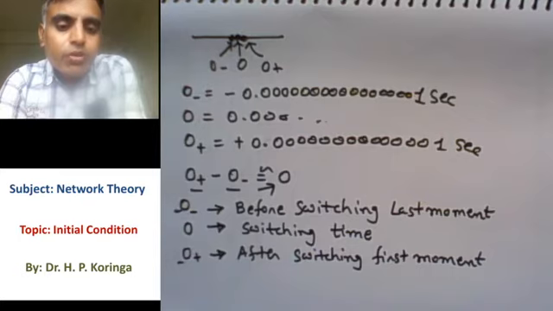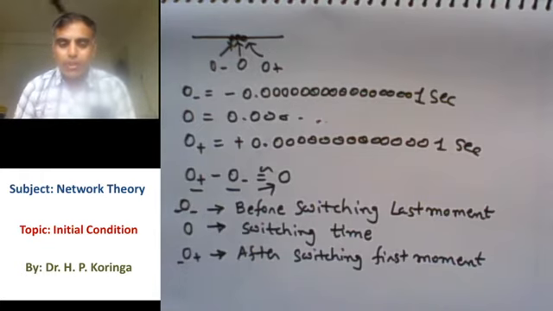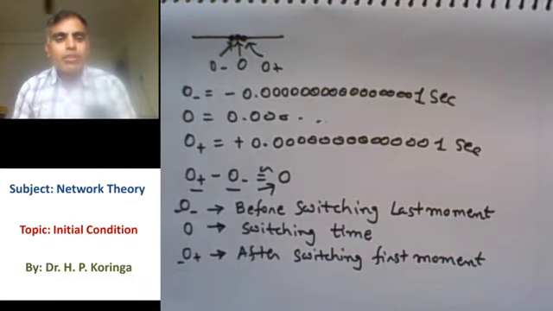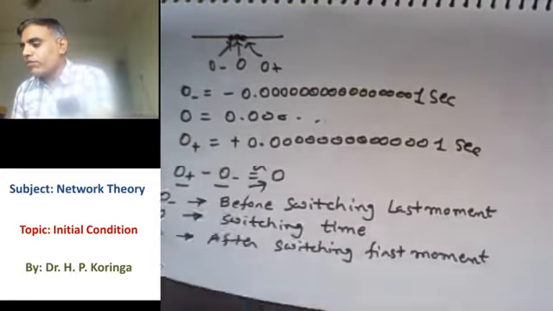So before switching it indicates the minus time and after switching it indicates the plus time. I have taken one example by putting values so you can understand there is no time difference. The time varies only in nanoseconds. So before switching last moment and after switching first moment. Remember, T0 minus means before switching last moment, T0 plus means after switching first moment. That is very important.